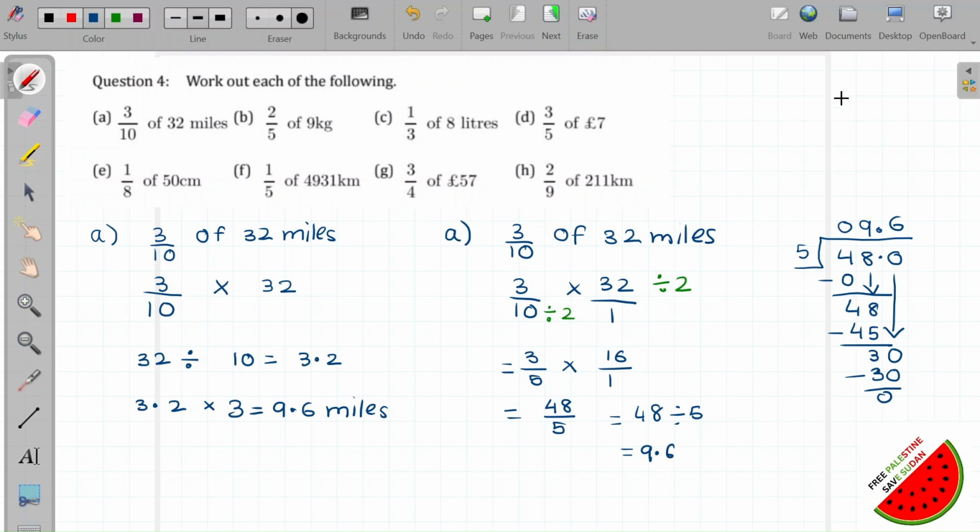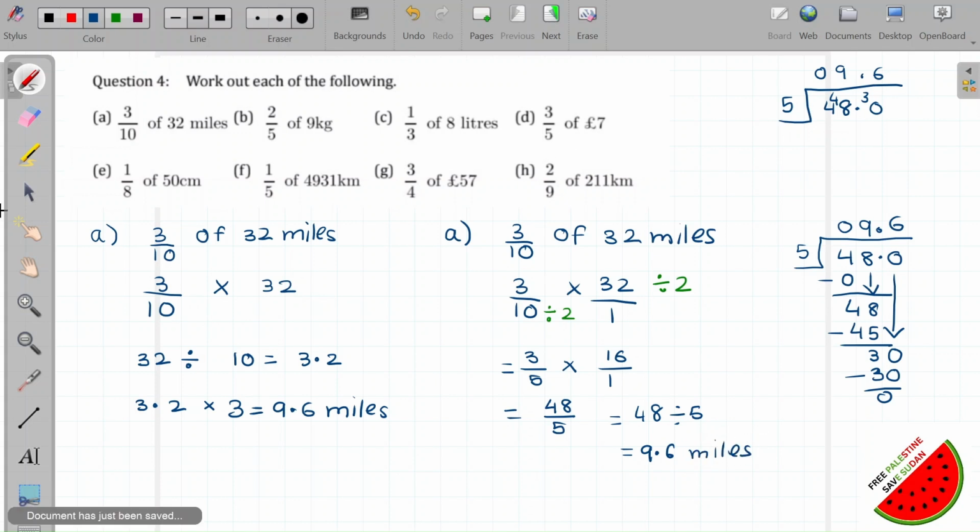For those of you who find the long division trickier, I can do it using short division. So 5 goes into 4 0 times, remainder 4. 5 goes into 48 9 times, remainder 3. 5 goes into 36 times. In both cases you got 9.6 miles.